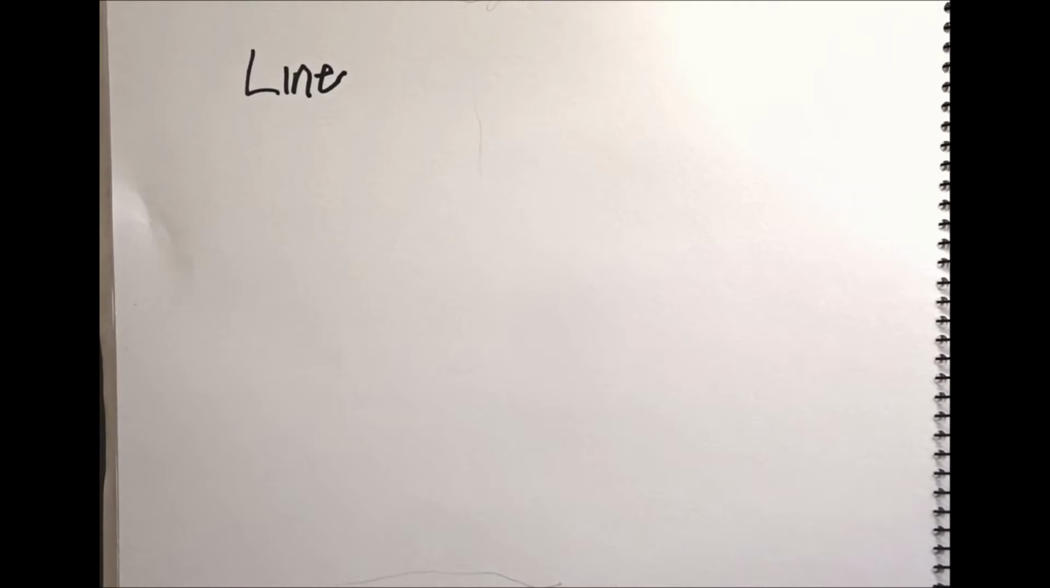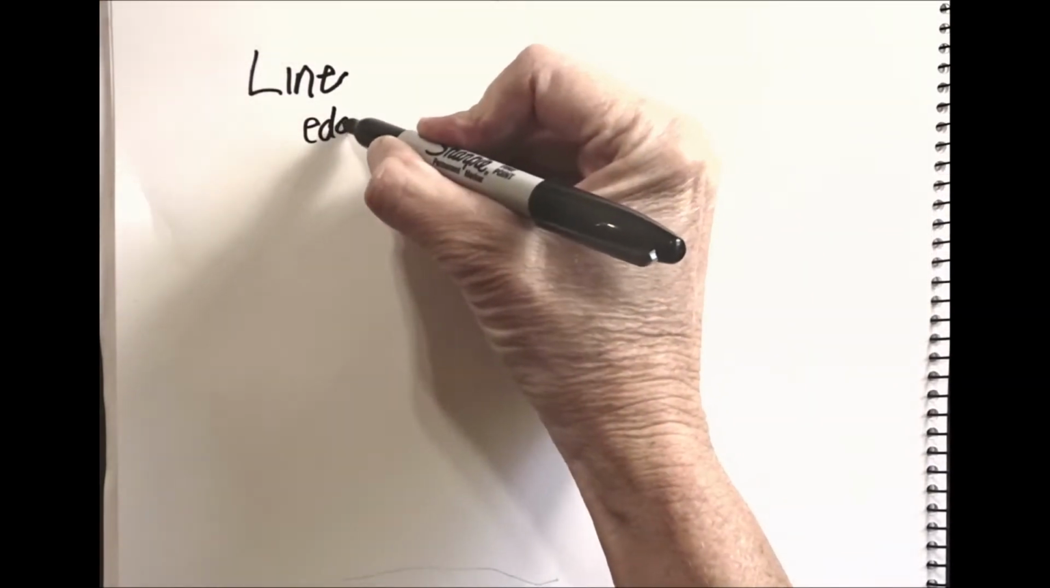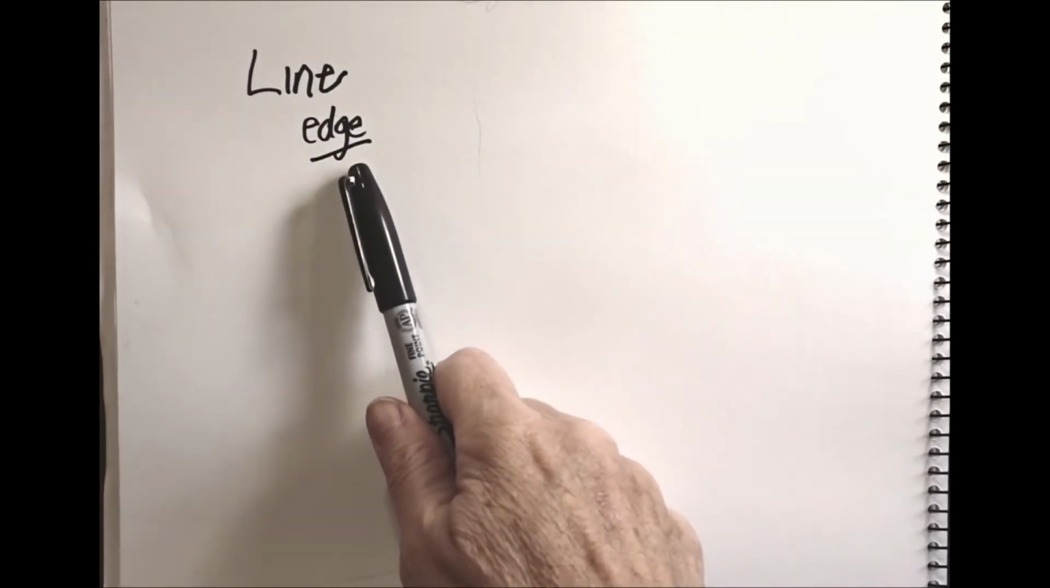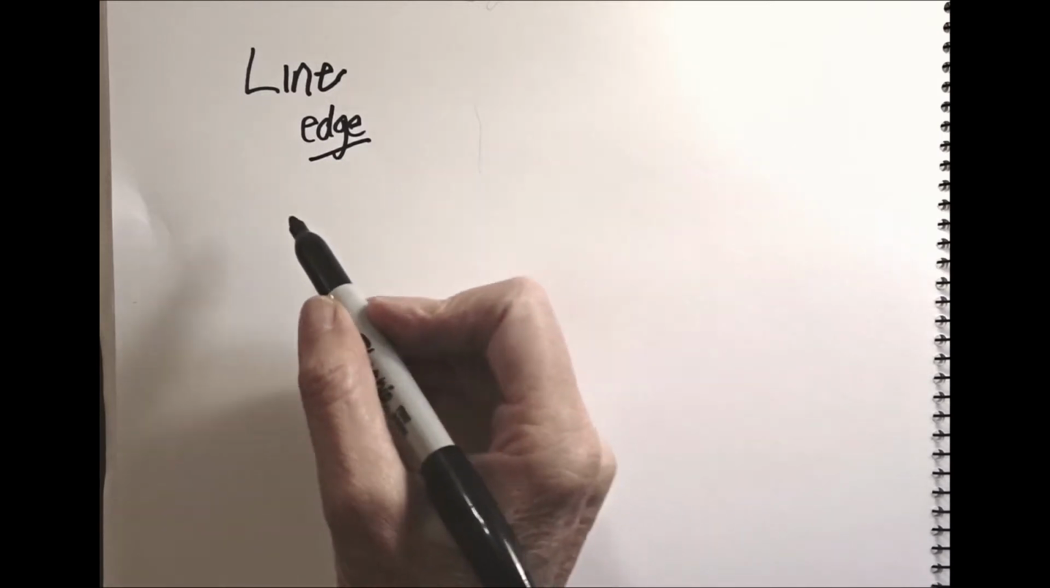Now, there really aren't lines in nature. A line is the edge of something. It's where one thing starts and something else ends. That's the edge of something. There are different kinds of lines. Let's talk about some lines.